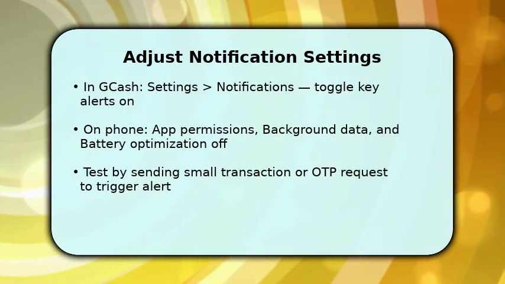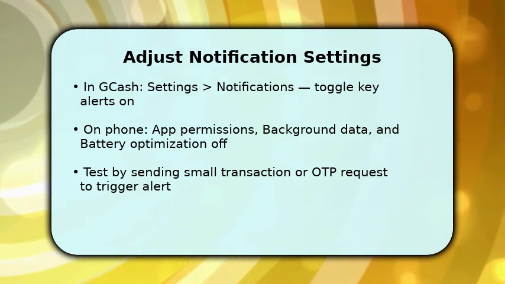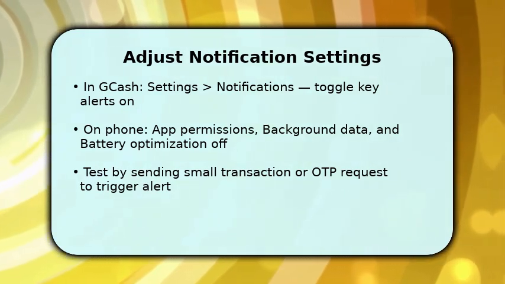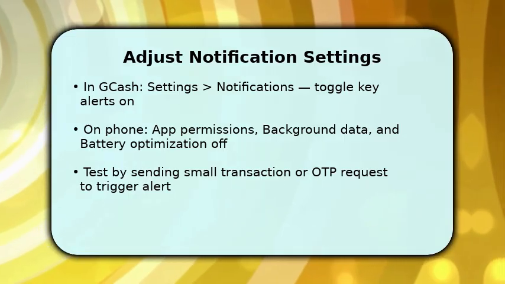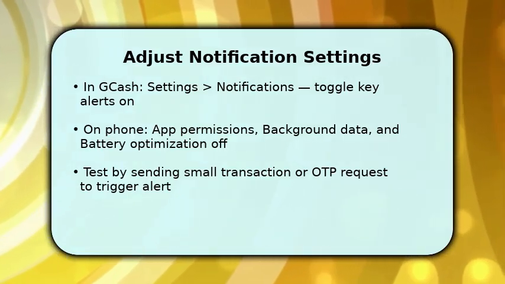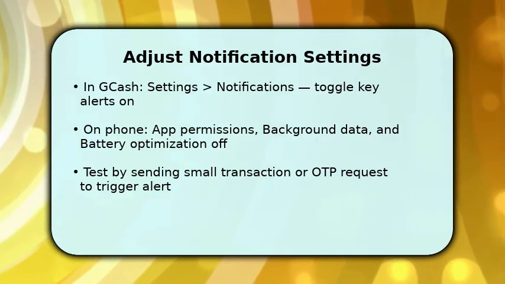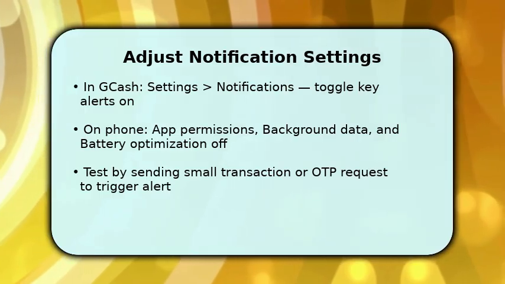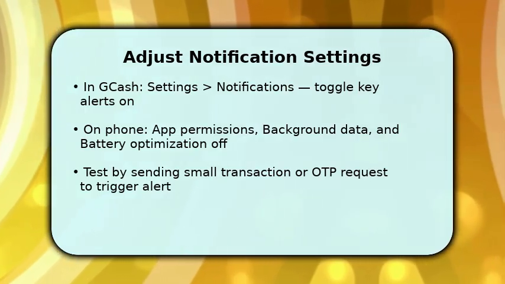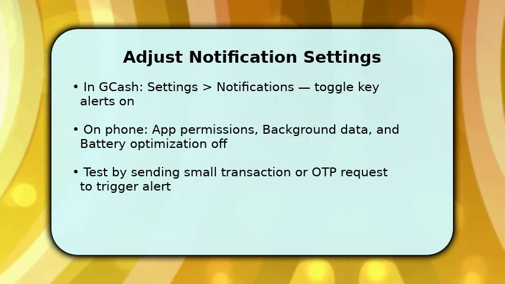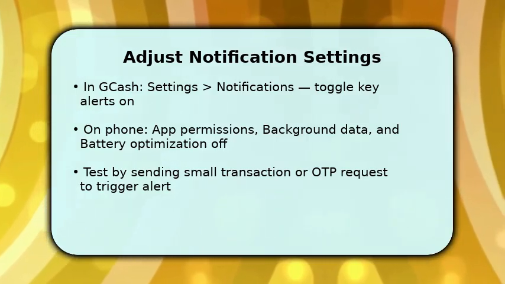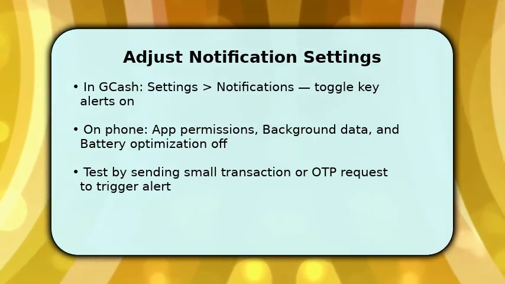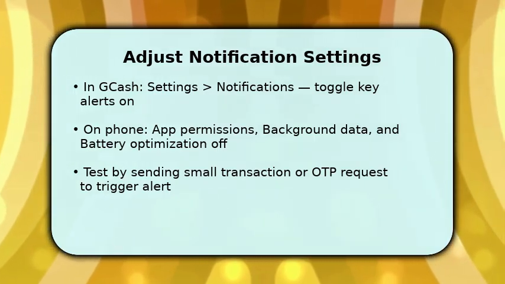Now you make the app and system cooperate. Open Gcash settings, go to notifications, and enable transaction, app, and promo alerts so the app will generate pushes. Then go to your phone's app info. Allow background data, grant notification permissions, and disable battery optimization for Gcash so the OS won't block delivery. Once configured, test by requesting an OTP or sending a small transfer. If you receive that notification, you know the pipeline is clear and stable.